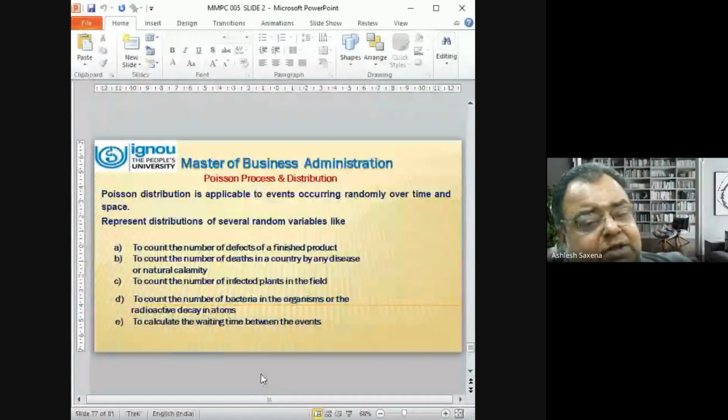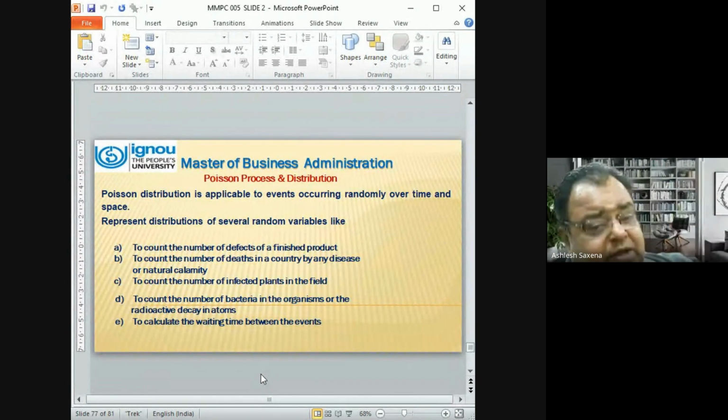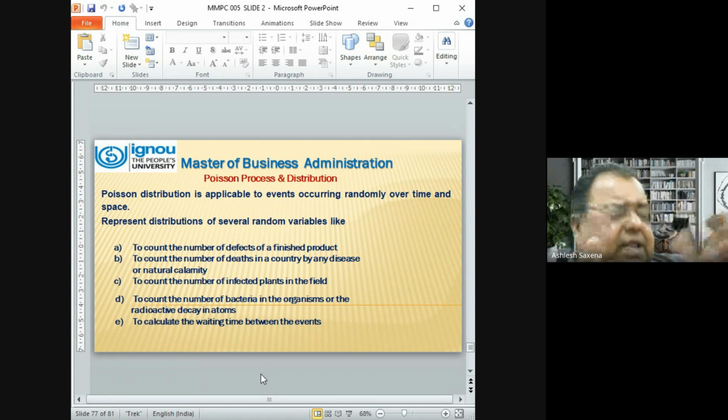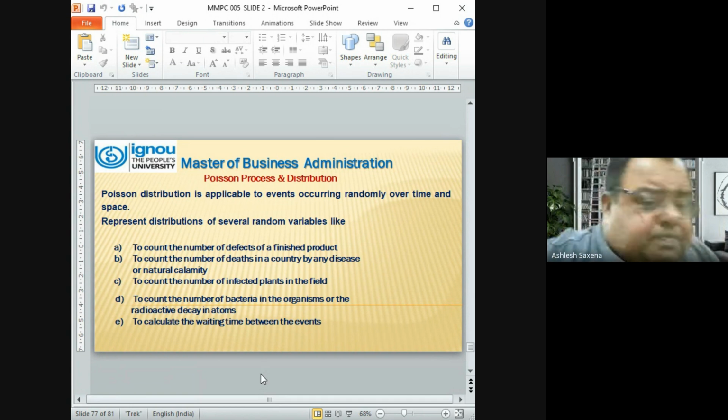Then comes your next one, the Poisson distribution. Poisson distribution is applicable to events occurring randomly over time and space. What are the conditions where we can say that we can apply Poisson distribution? Number one, to count the number of defects of a finished product. Number two, to count the number of deaths in a country by any disease or natural calamity, to count the number of infected plants in the field, or to count the number of bacteria in the organism, or the radioactive decay in atoms. Another example is to calculate the waiting time between the events.